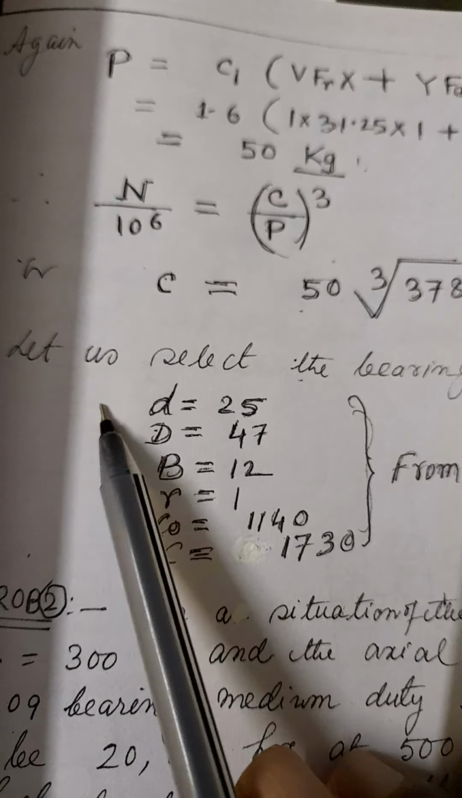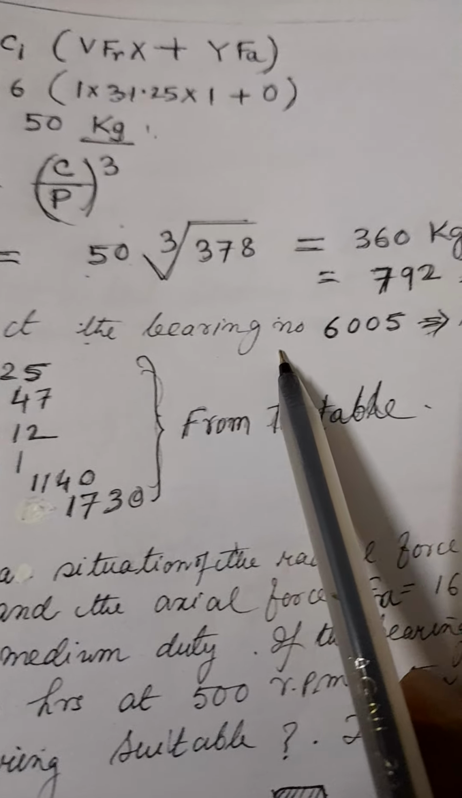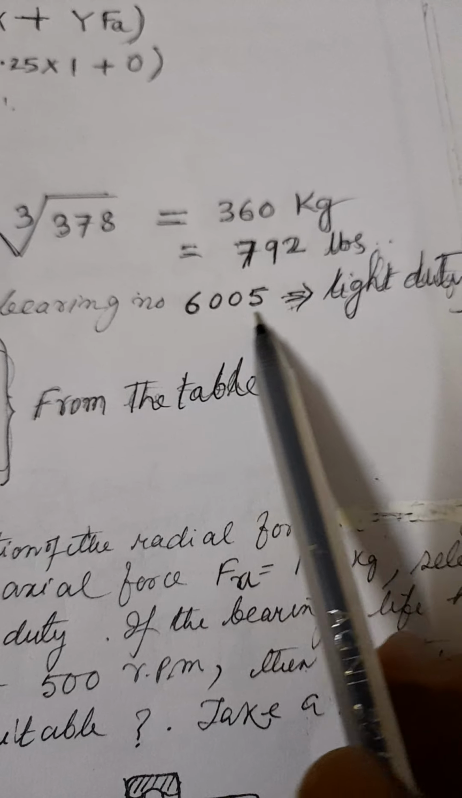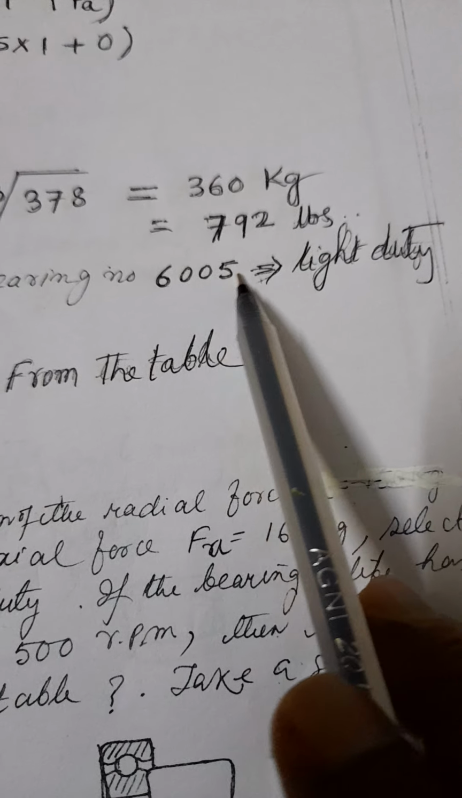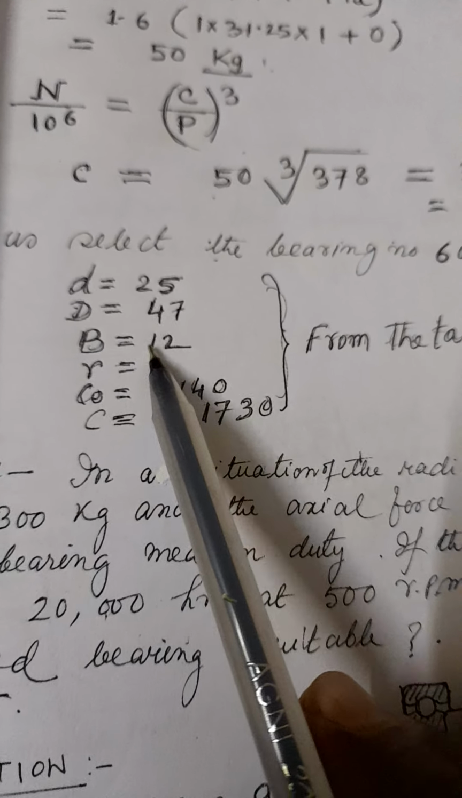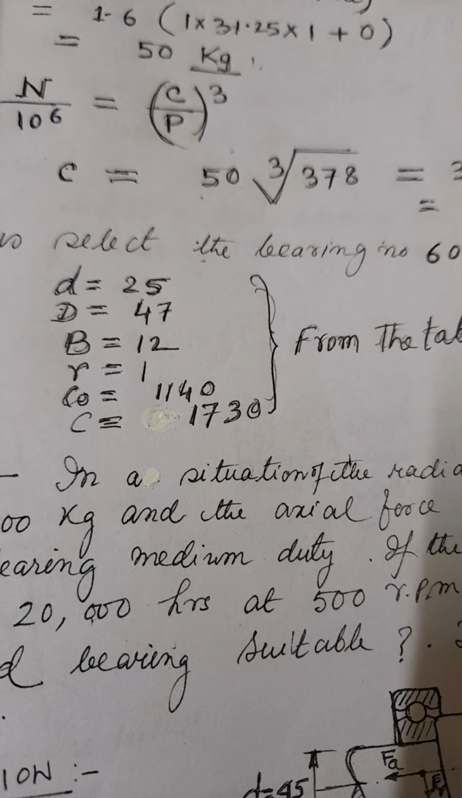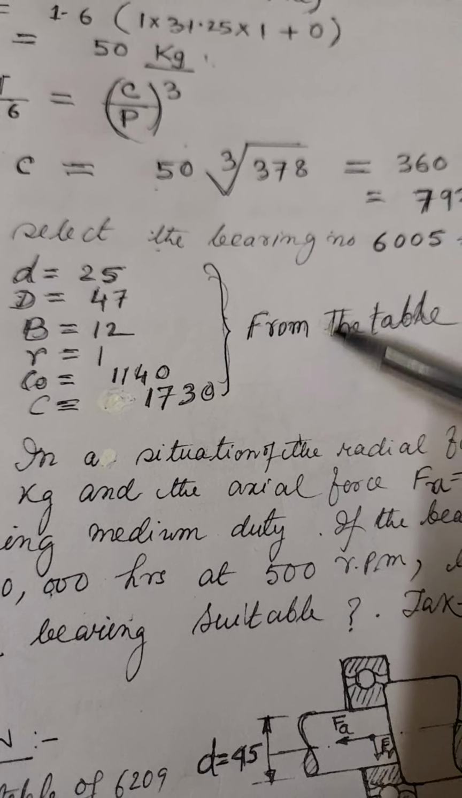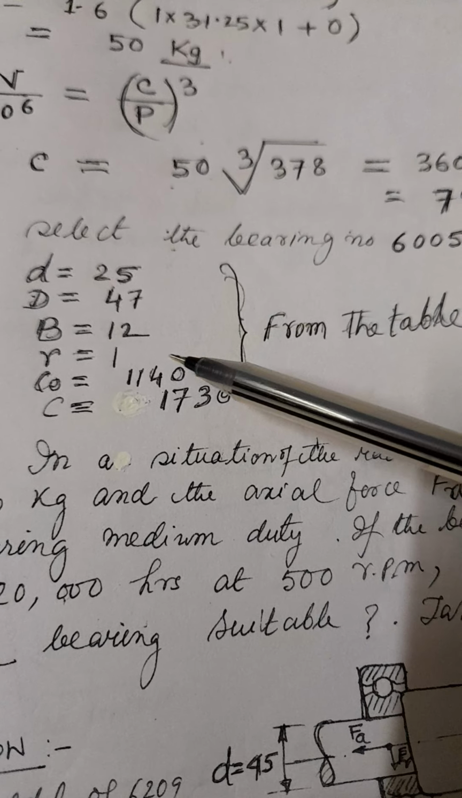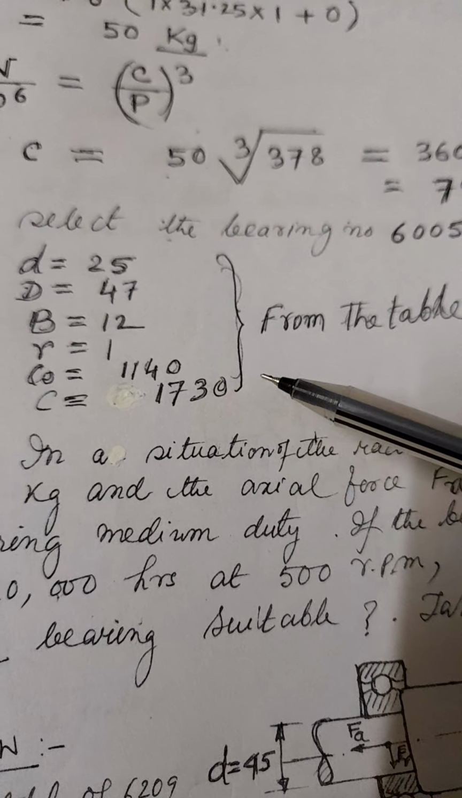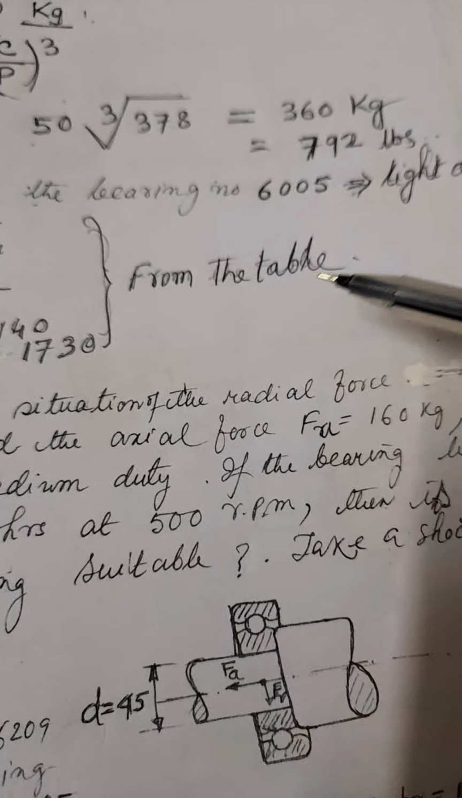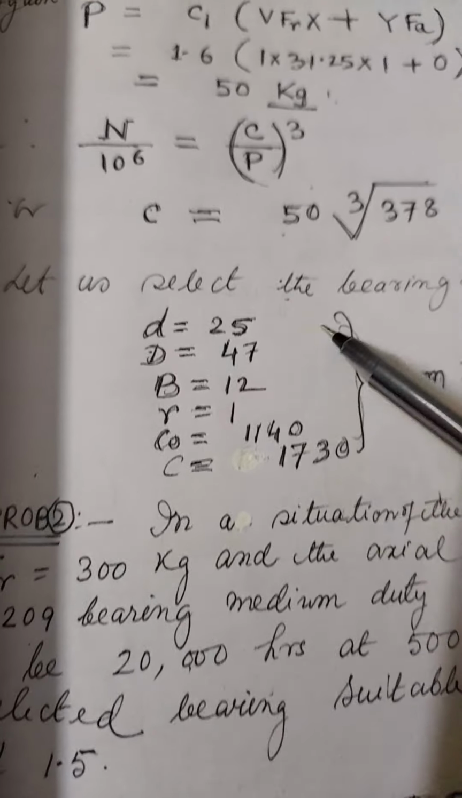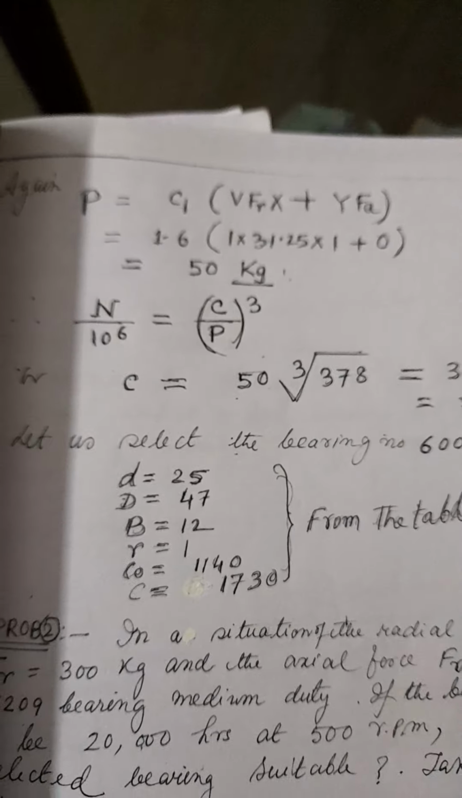Okay. Now let us select from this, pound is equal to, this is a series. 60 series light duty, 60 into 0.5. So this is the dimension from the 60 series. These are the dimensions in millimeter. So this is there. Okay, these are in pounds. So from the table, you got it. This is the solution of that problem.